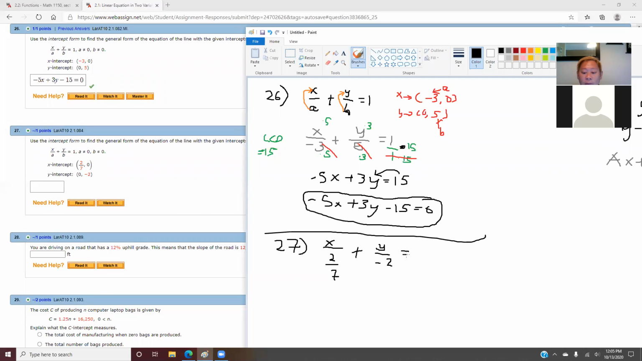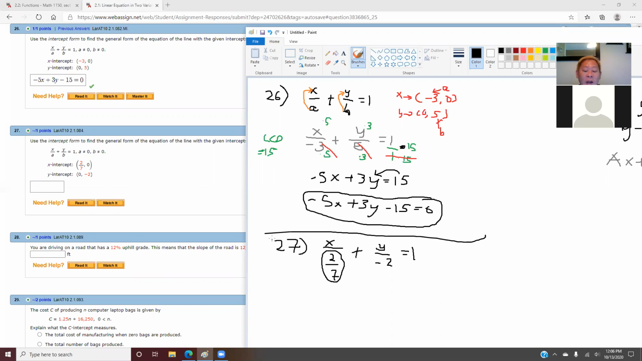And this is equals to 1. So this is question 27 on 2.1. Last time, if you have a nice whole number like this, it's very easy because then you find an LCD. But this is the very tricky part. The tricky part here is because of the fraction.